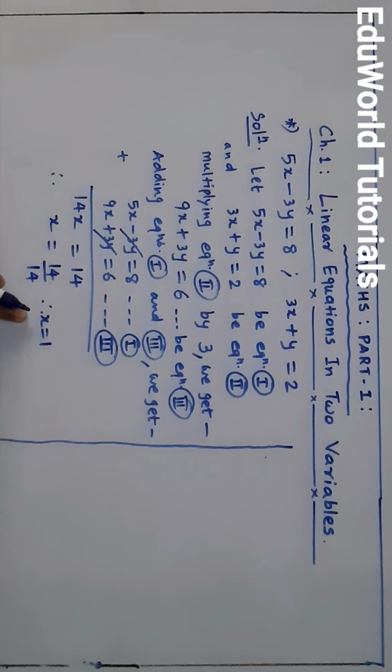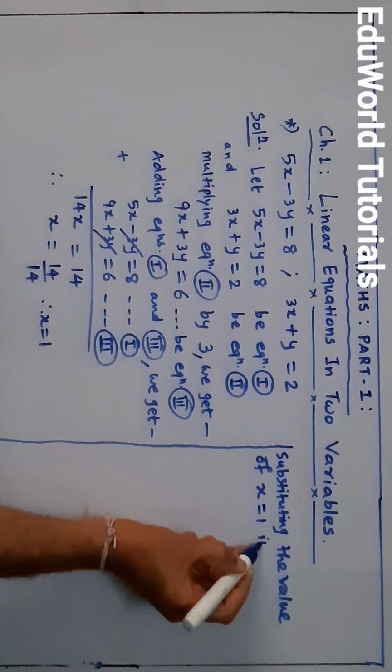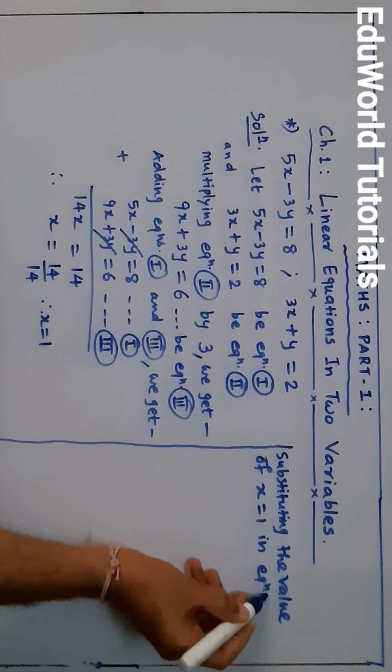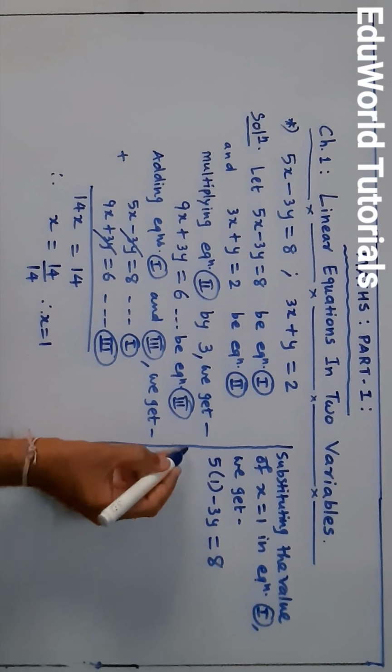So what we write? Substituting the value of x equal to 1 in equation either first or second or third. Any equation you can choose. So in the first equation, x is substituted as 1. So 5 into 1 minus 3y is equal to 8.